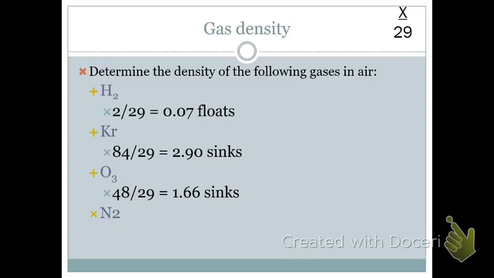And go ahead and do nitrogen, and press play when you're ready to check. Nitrogen has a molar mass of 28. Divided by 29 is 0.97. So nitrogen is also going to float in air. But look how close nitrogen is to a standard of 1. Nitrogen is going to float, but it's so close to having been just hanging suspended in the air. So these are what we call our gas densities.